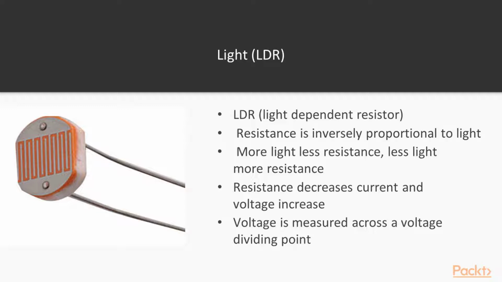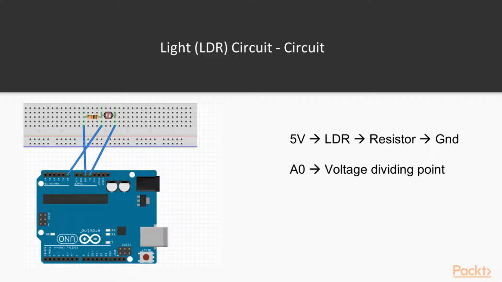Now we want to measure the change of voltage when the resistance changes. And this change of voltage is measured across a voltage divider point. Don't worry about it. We'll take a look at it now. Now let's take a look at the circuit.